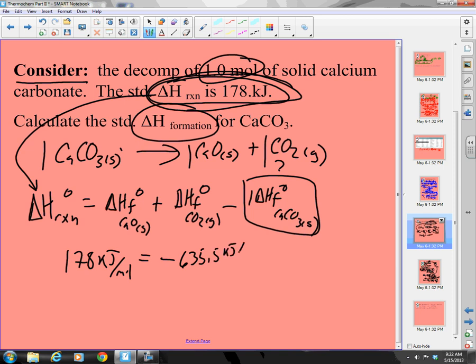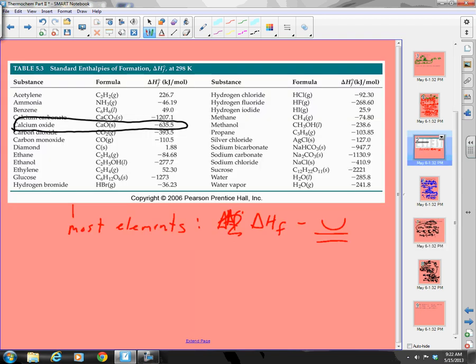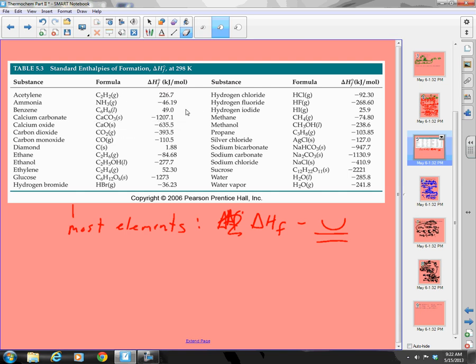Negative 635.5 kilojoules, and that's per mole of calcium oxide, plus, oops, too soon for that other bracket, plus what? Right here, heat of formation of carbon dioxide. Heat of formation of carbon dioxide, carbon dioxide, negative 393.5.